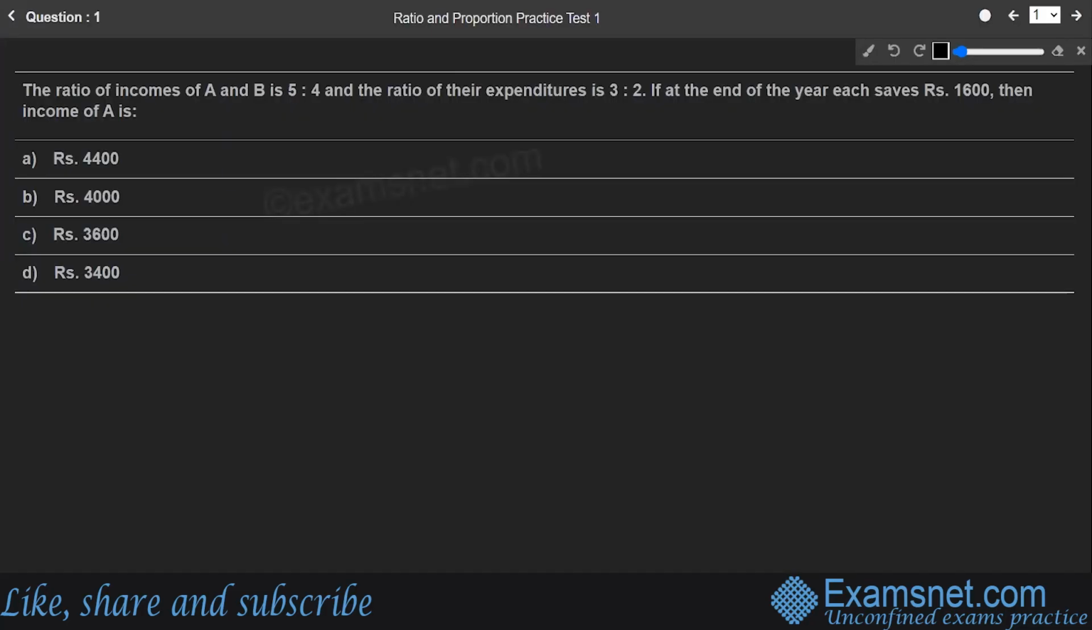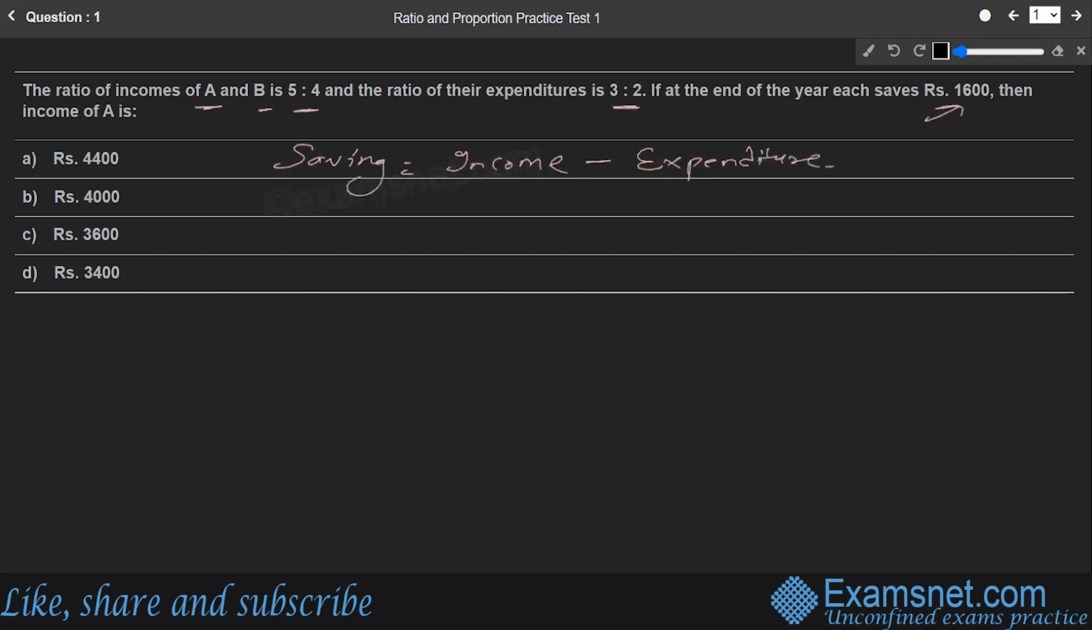Okay, so the first question says the ratio of incomes of A and B is 5 is to 4 and the ratio of their expenditure is 3 is to 2. If at the end of the year each saves rupees 1600, then income of A is. Okay, what is saving? Saving is nothing but whatever income you receive minus whatever expenditure you do, that difference is your saving.